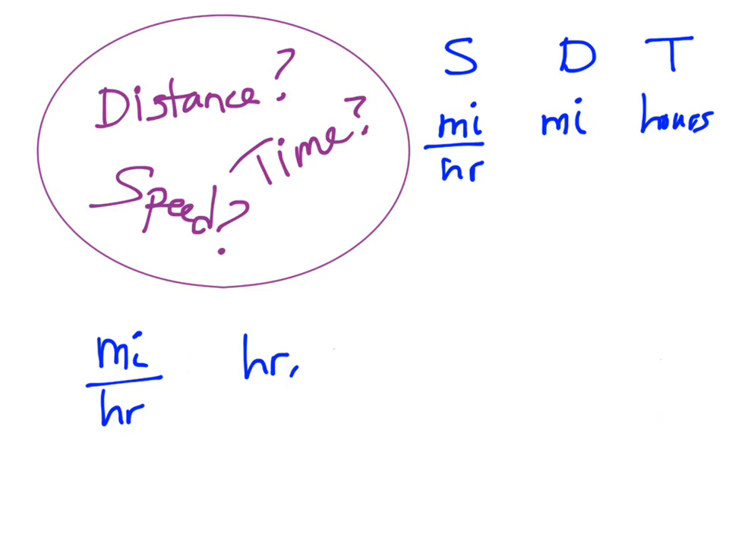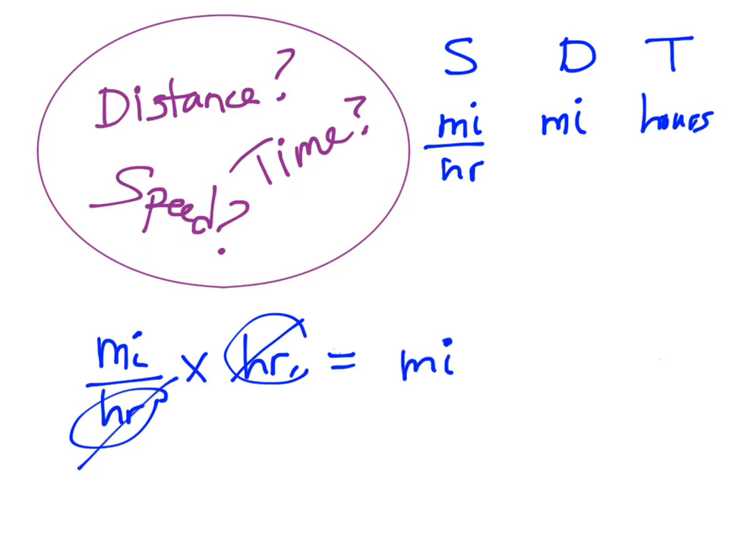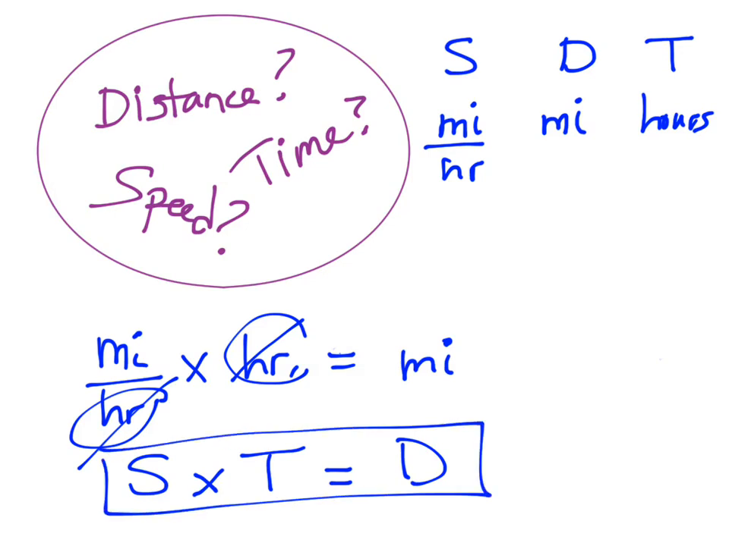What if we multiply instead? Now you have hours in the numerator and hours in the denominator, and those cancel, and that leaves you with miles. So what this tells us is that if you take the speed and multiply by the time, then you get the distance. So there's another equation that you could use: speed times time is distance.